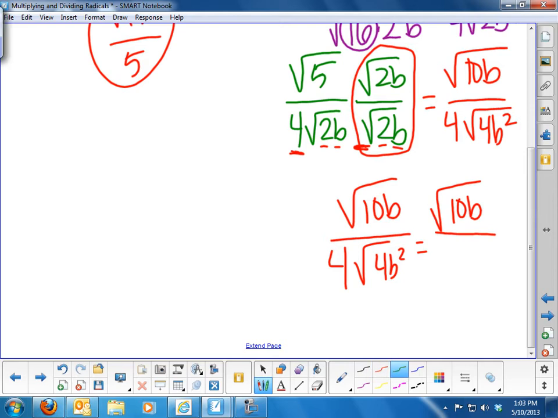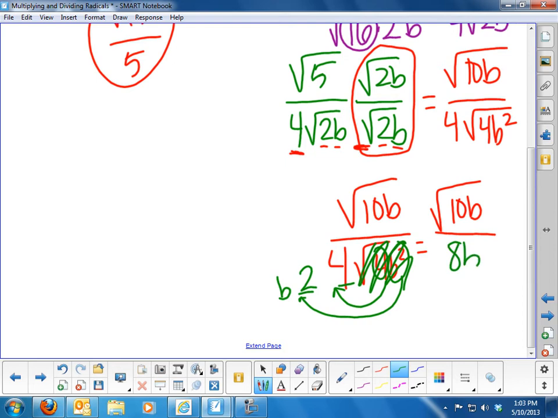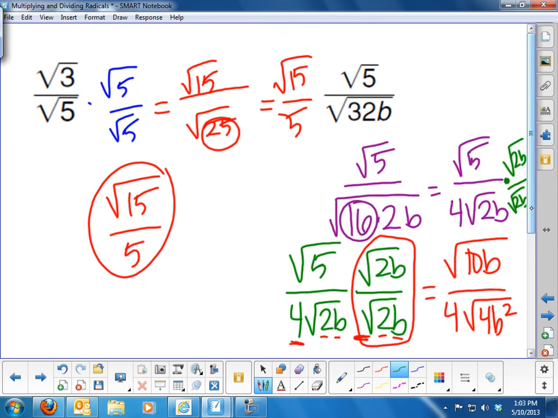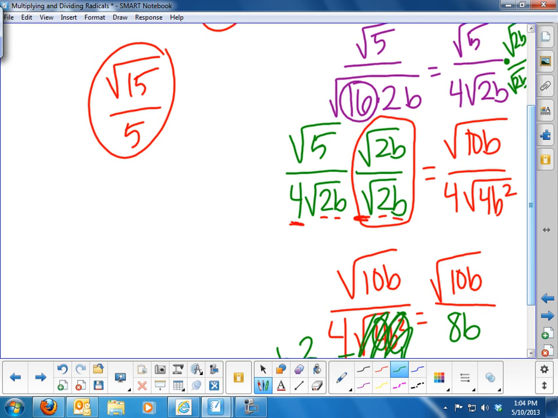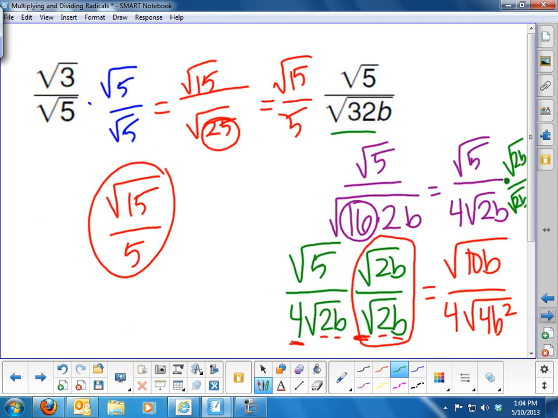4b squared. 4 is a perfect square. B squared is a perfect square. So we circle those. The square root of 4 is 2, so it moves out here. The square root of b squared is b, so a b is going to move out. So let's see what we have now. None of this is left anymore. I have 4 times 2, which is 8b. Now I no longer have a square root in the denominator, which was my goal of all this, to get rid of the square root that I started with. So that's kind of a longer problem, getting rid of the square root in the bottom of a fraction.